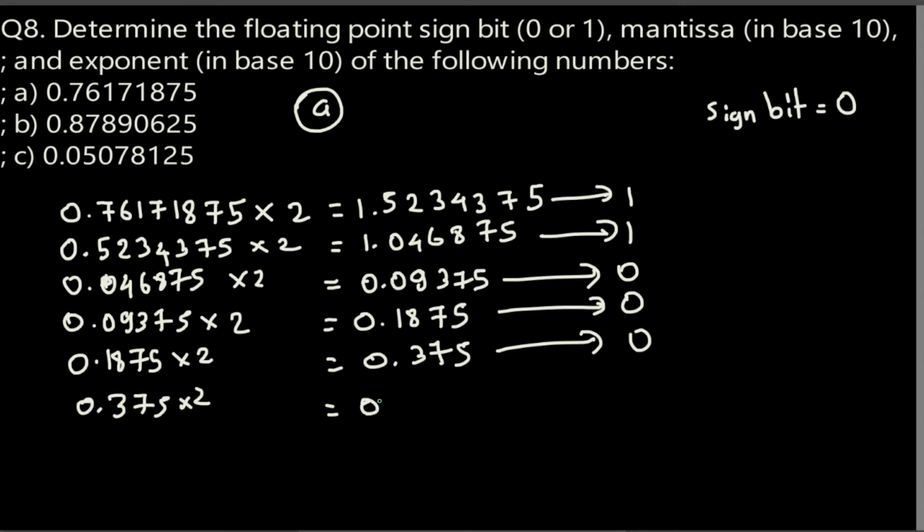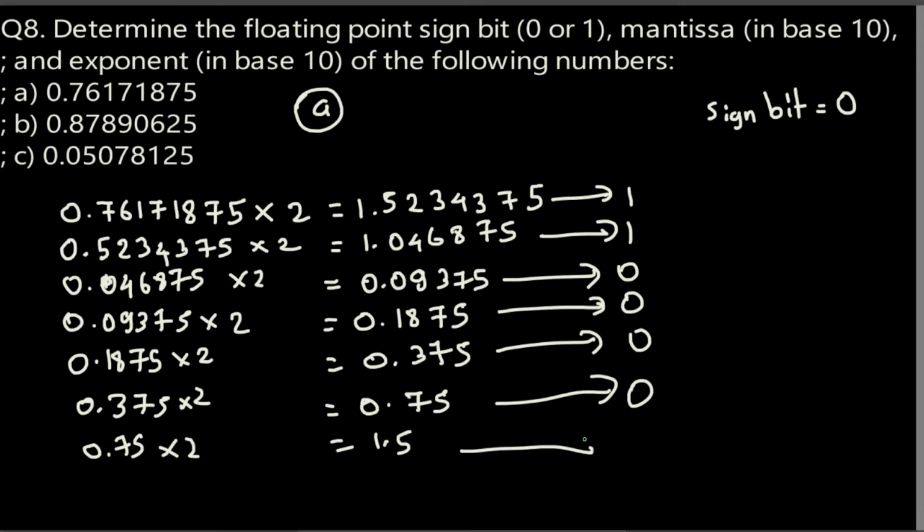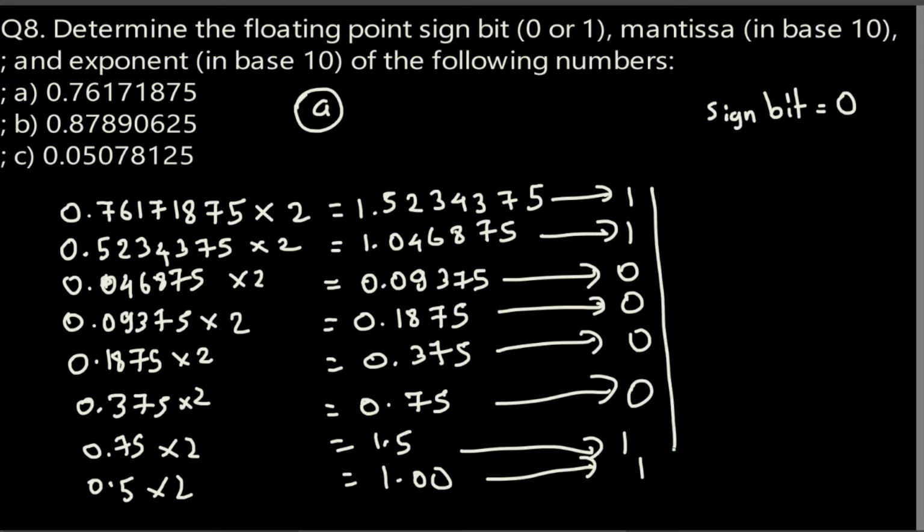Then 0.375 multiplied by 2 gives us 0.75, and here also 0 in front, so we put that one right here, and 0.75 multiplied by 2 gives us 1.5. Here we have 1 in front, so we put it right here, and then the value after the decimal point is 0.5, multiply that one by 2, and we get 1.00. Once we get the 1.00 situation, we stop there and we write the binary value. Here we have to read it from top to bottom for the fractional numbers. So this is 11000011. This is the binary value.